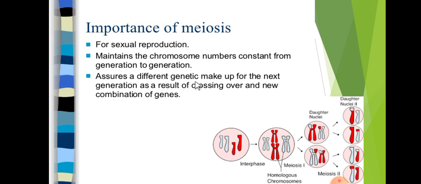It assures a different genetic makeup for the next generation as a result of crossing over and a new combination of genes. Okay, so this is the cell. Here we have the diploid cell, which is 2N chromosomes. It will undergo a process called interphase, so the chromosome that is made up of 1 chromatid becomes a chromosome of 2 chromatids.